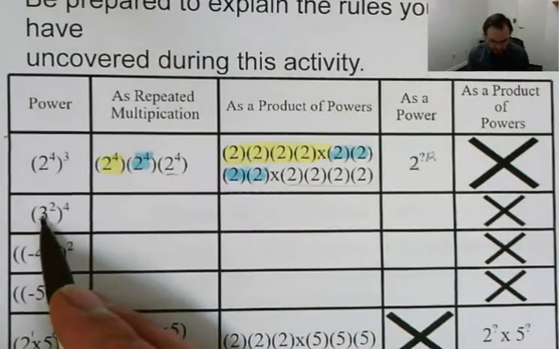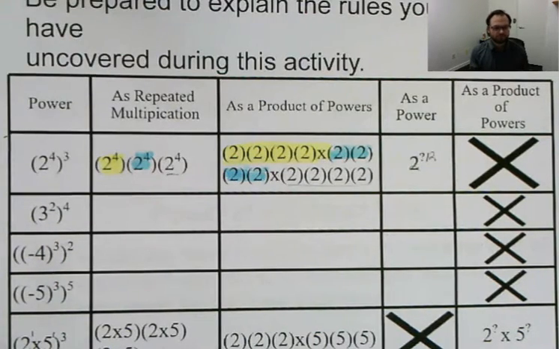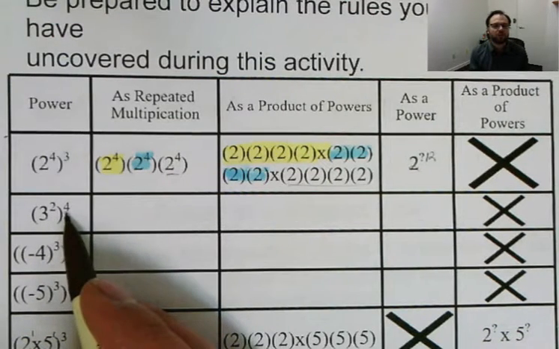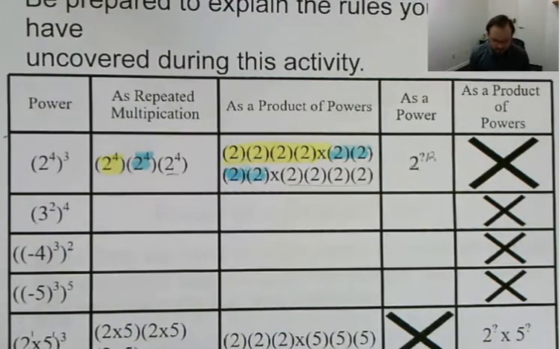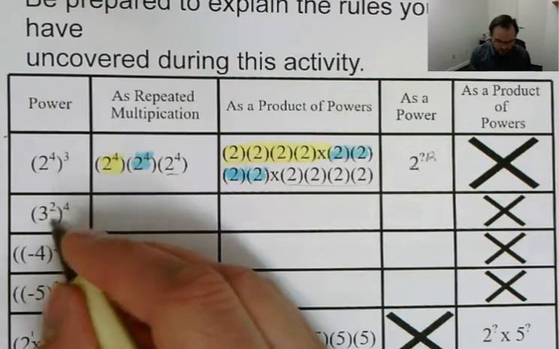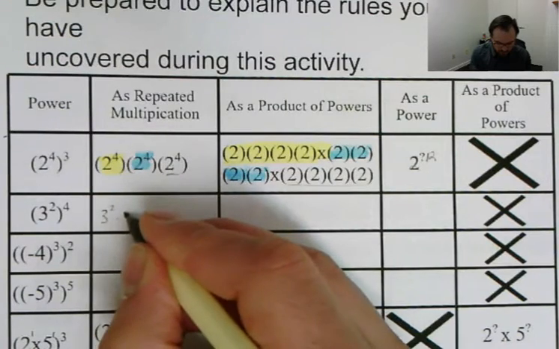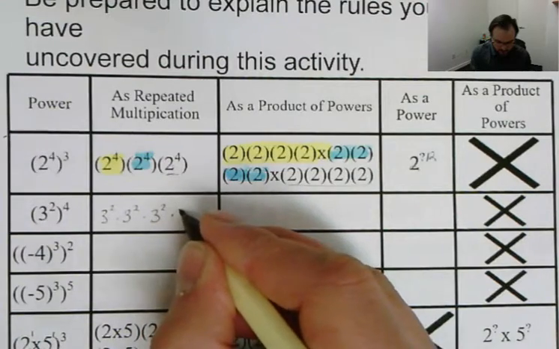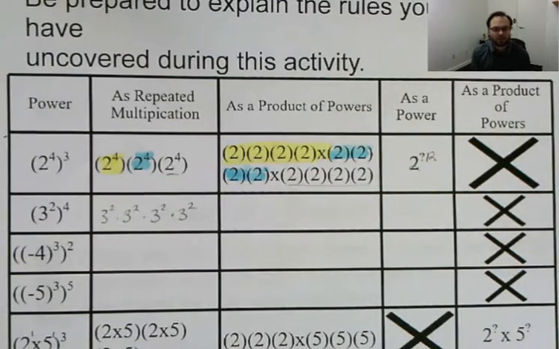Let's take a look at my next one here. We're saying 3 squared to the exponent 4. So 3 squared all to the exponent of 4, or 3 squared to the power of 4. Well, let's see what that looks like. Pretty much here, what we're saying is we have 3 squared 4 times, right? So we have 3 squared multiplied by 3 squared multiplied by 3 squared multiplied by 3 squared. We have to repeat this, multiplied by itself 4 times.